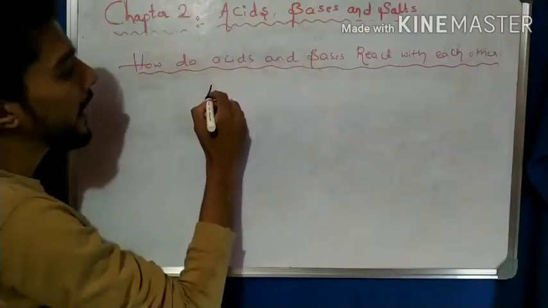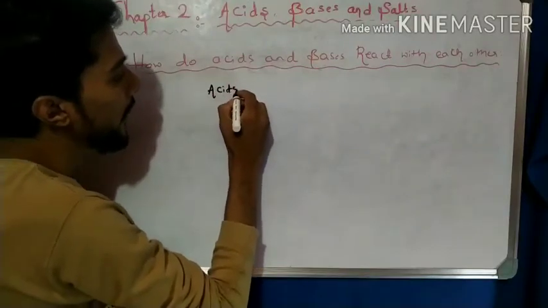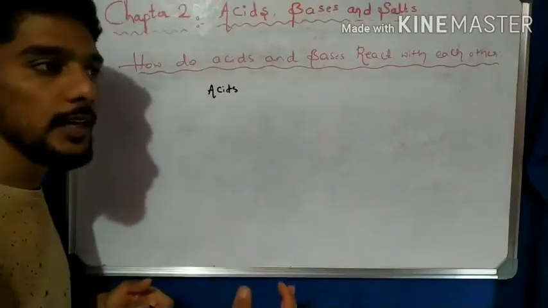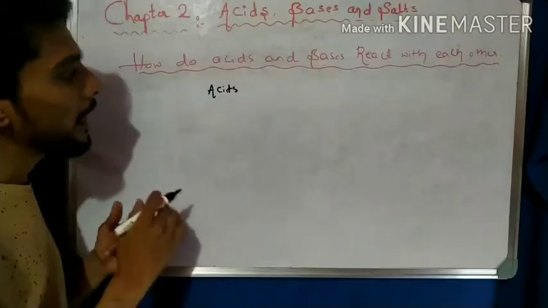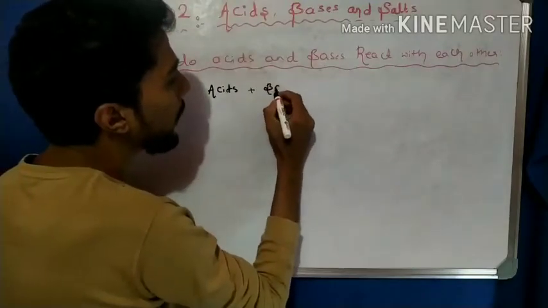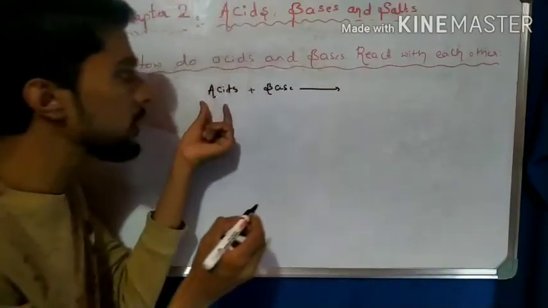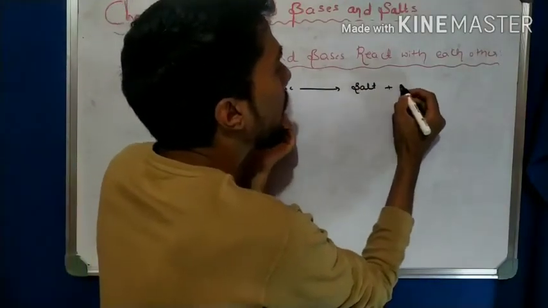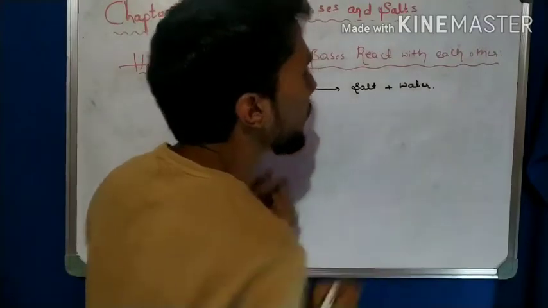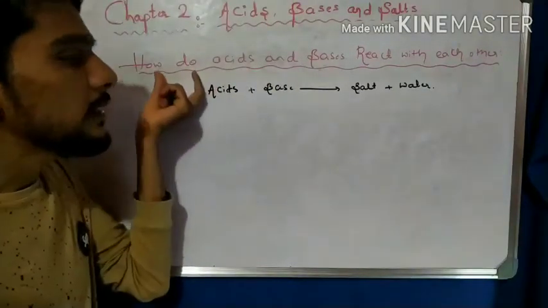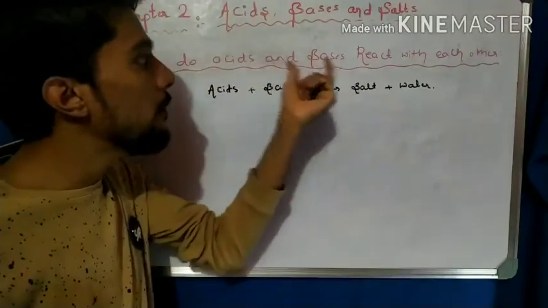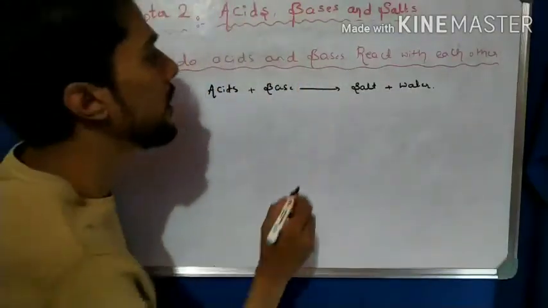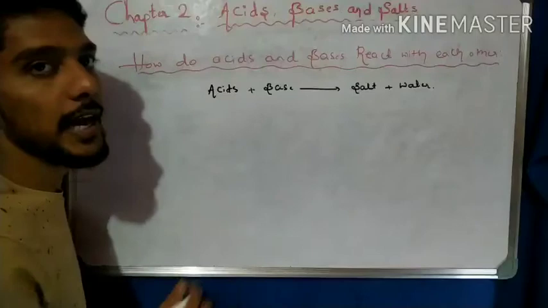Right? So I take an acid here. Any acid, maybe a weak acid, maybe a strong acid, it does not matter. Maybe hydrochloric acid, maybe acetic acid, maybe nitric acid. Any acid plus base: when acids react with a base, what happens? Salt and water are formed. This is the reaction in which an acid and a base react with each other to form salt and water, and this reaction is called a neutralization reaction.